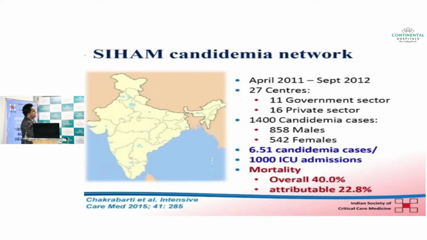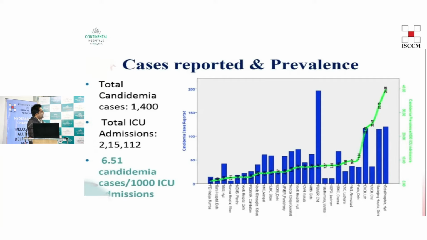The group took around 2.2 lakh ICU cases, enrolled across 27 centers. 1400 of these were established cases of Candida. They saw that the incidence of Candida was 7 per thousand, and the mortality was as high as 40%. They also saw that the incidence was different in different centers.